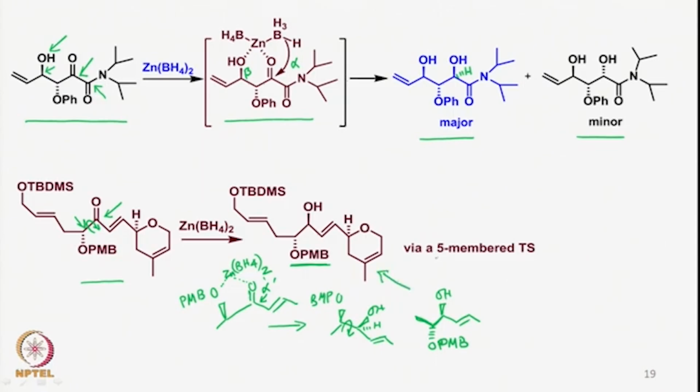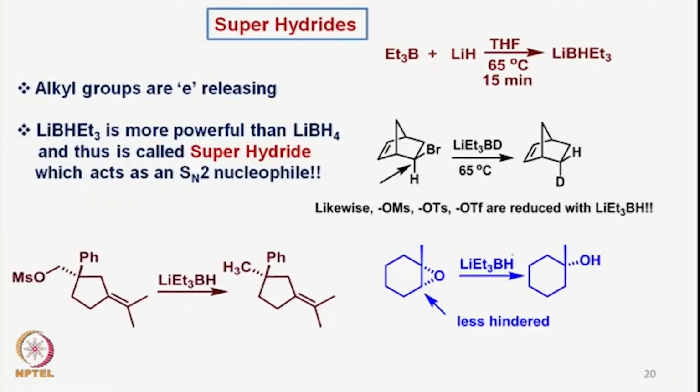So it is via a 5 member transition state. So you could have either a 6 member transition state or a 5 member transition state, but the main idea here is that zinc easily coordinates with 2 oxygens around in the vicinity, and if they are properly oriented, then accordingly the transfer of the hydrogen occurs to give highly diastereoselective reductions.